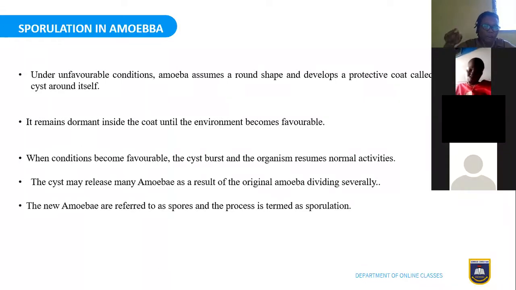During this condition, the amoeba assumes a round shape. Remember that when we were looking at binary fission, we said the amoeba will assume a spherical shape. But when it comes to sporulation, the amoeba will form a round structure, and then, because conditions are not favorable, it is going to develop a coat around itself. And the name of that coat is what? Cyst. The cyst is serving as a protective coat.